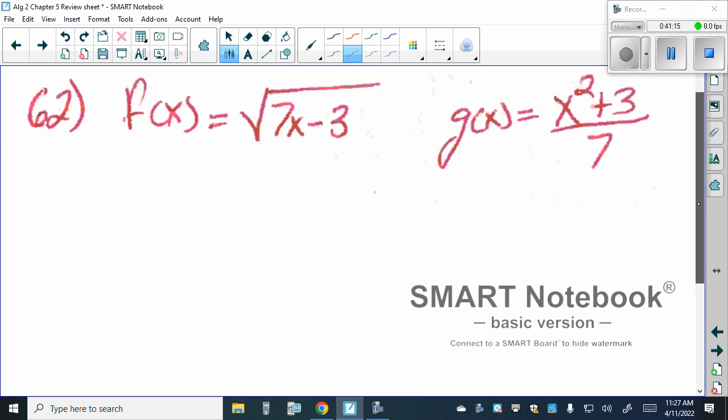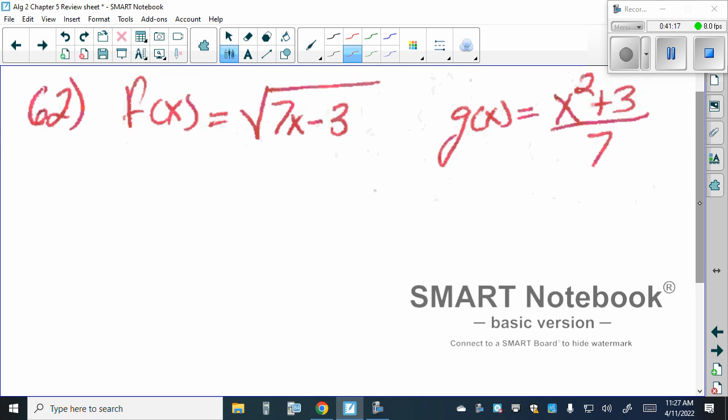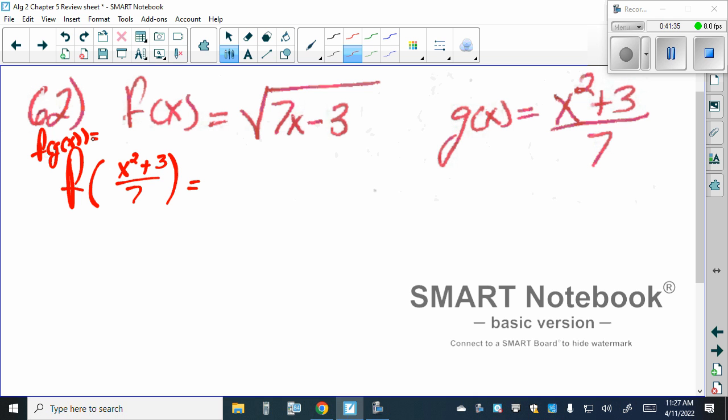Yes. So f of g of x. So g of x is x squared plus 3 over 7. So the first thing for f of g of x, we're going to plug g of x in.